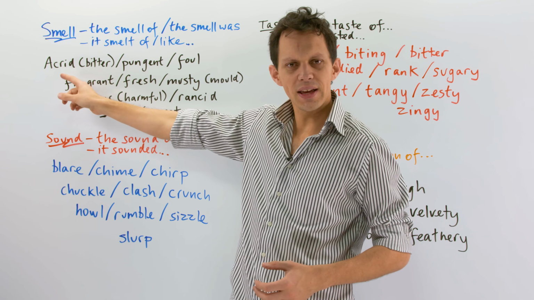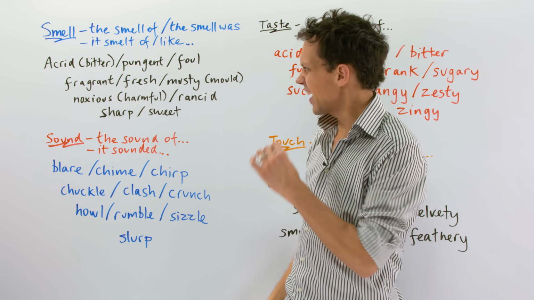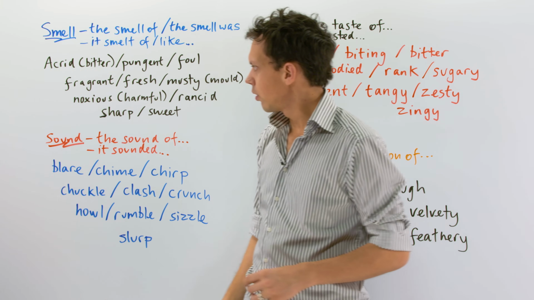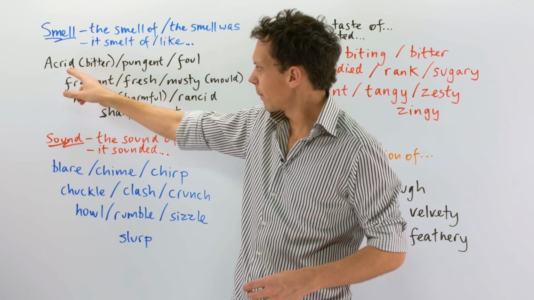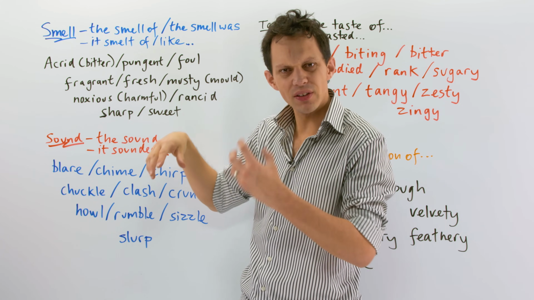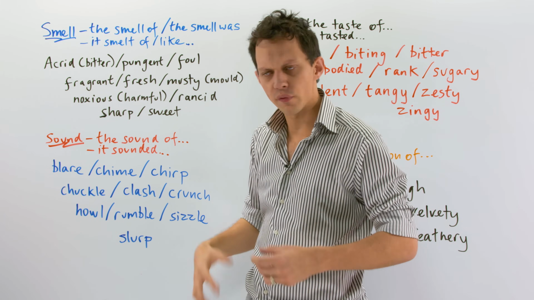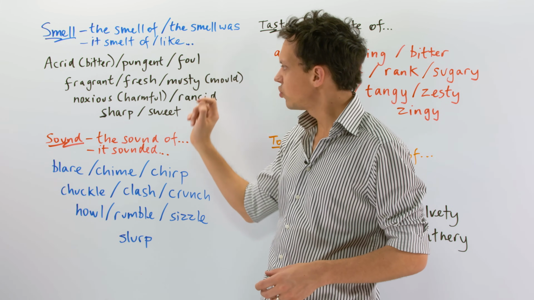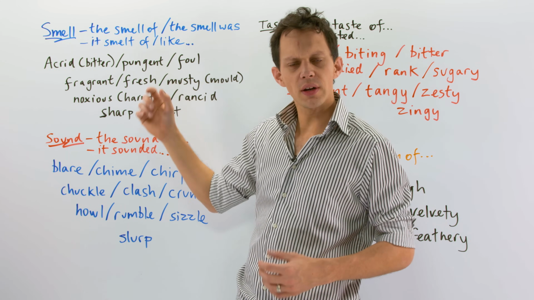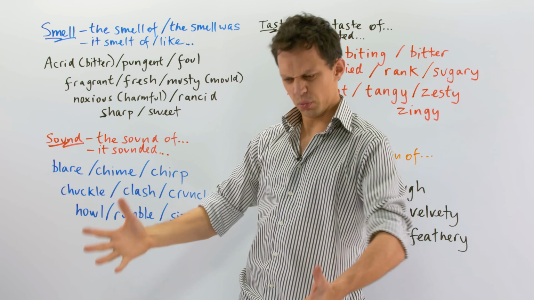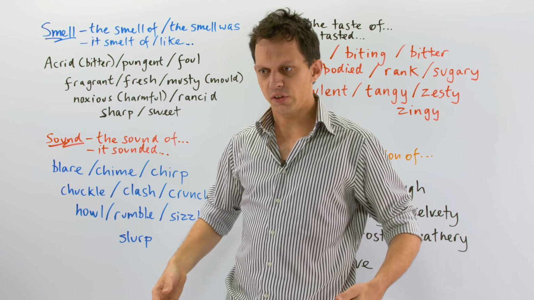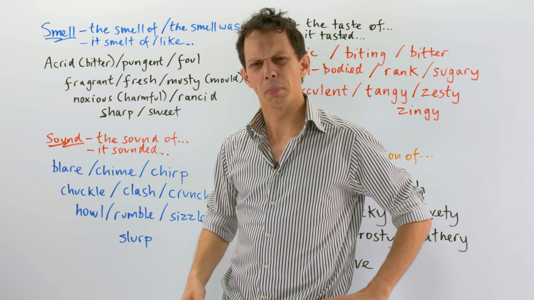Acrid, meaning bitter. It had an acrid smell. So this is quite an unusual word here. Think sort of lemons, things like that, but even more powerful. A pungent smell. Pungent, probably not going to be used in a good way. A pungent smell is one that sort of takes you by surprise in a quite unpleasant manner.